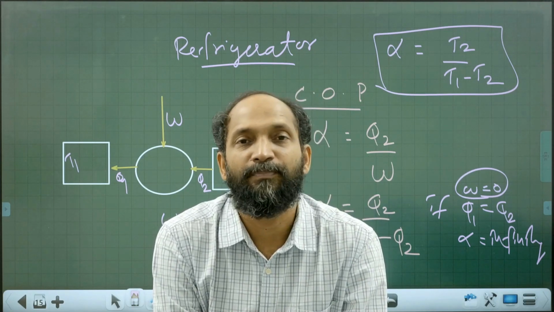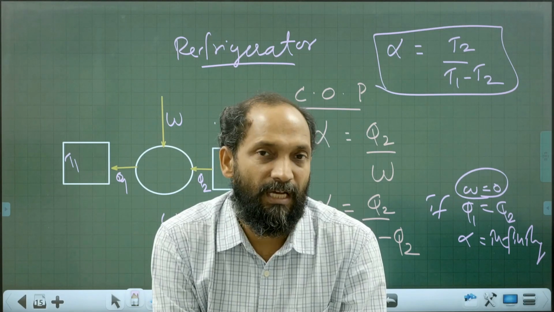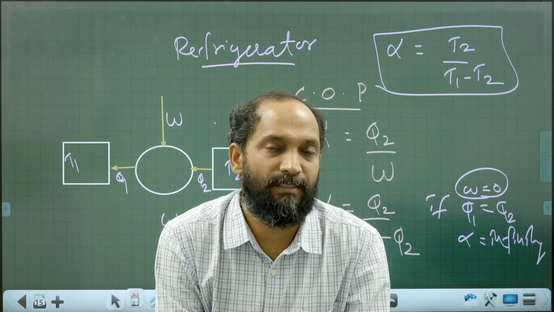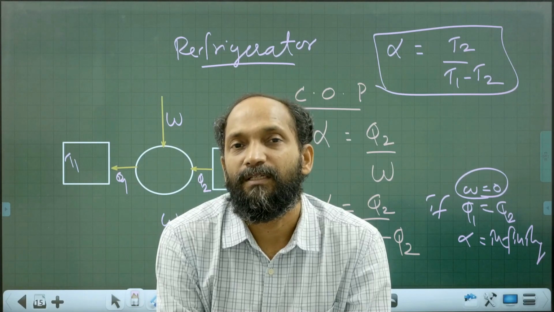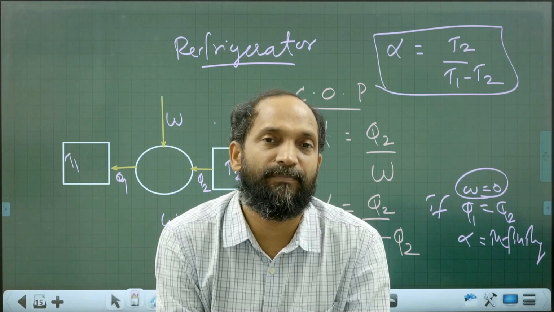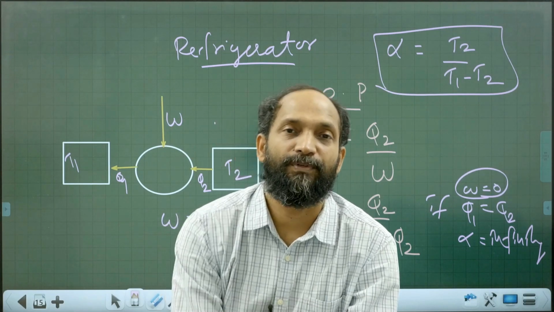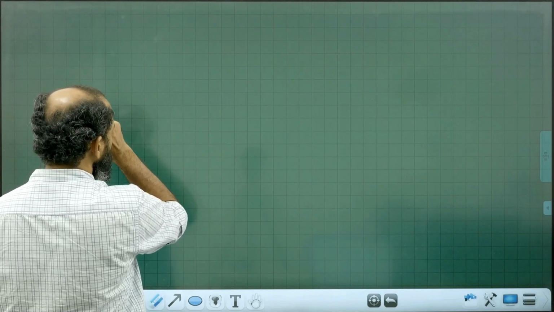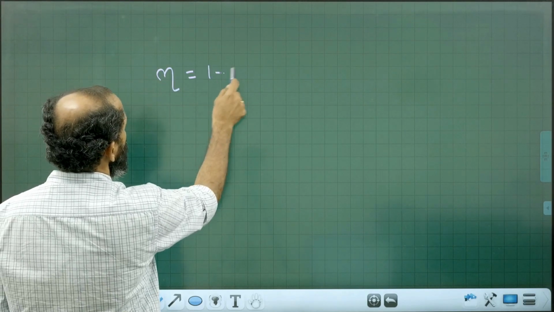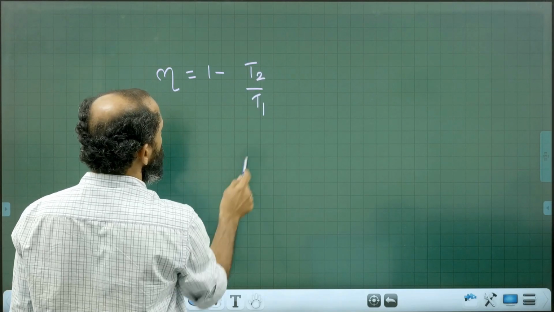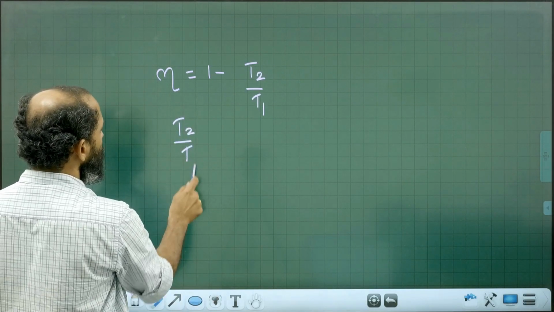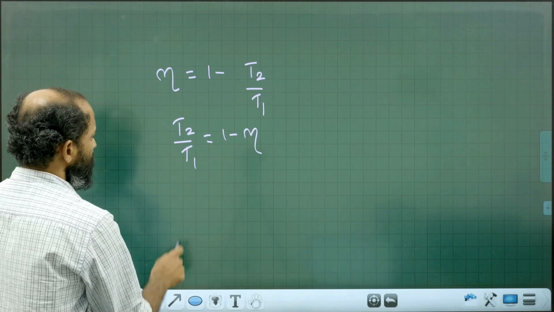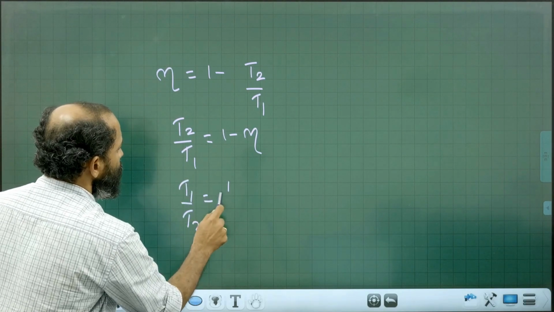Okay, we have learned heat engine, Carnot engine, as well as refrigerator, Carnot refrigerator also. Now, the connection between the performance coefficient of a refrigerator and the efficiency of a heat engine. What is the relation between eta and alpha? Eta is equal to 1 minus T2 divided by T1. That is why T2 by T1 can be written as 1 minus eta. So what is T1 by T2? That is 1 by 1 minus eta.